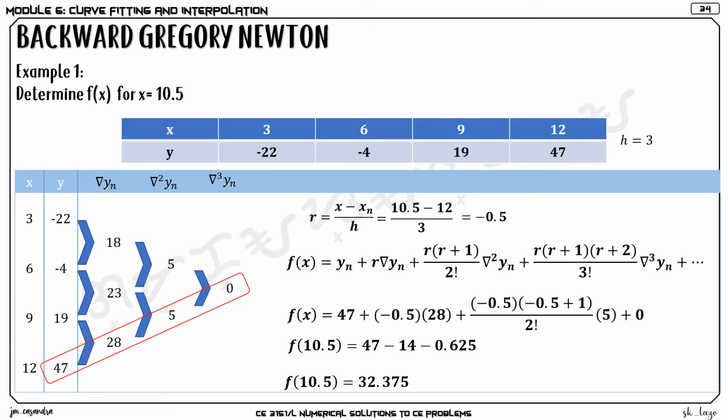which gives us the value of the function of x equal to 10.5 as 32.375. So if we look at our value, 10.5 is between 9 and 12, and the function of x, which is equal to y, is 32.375, which is also between the values of 19 and 47.